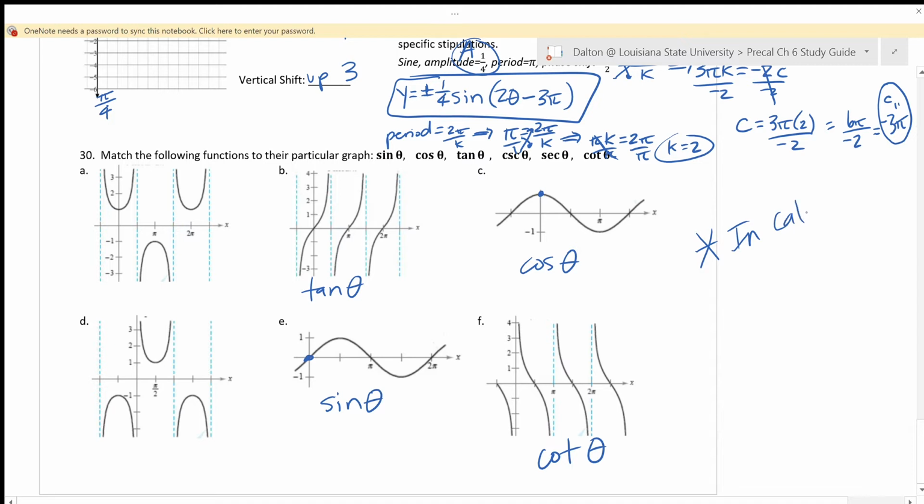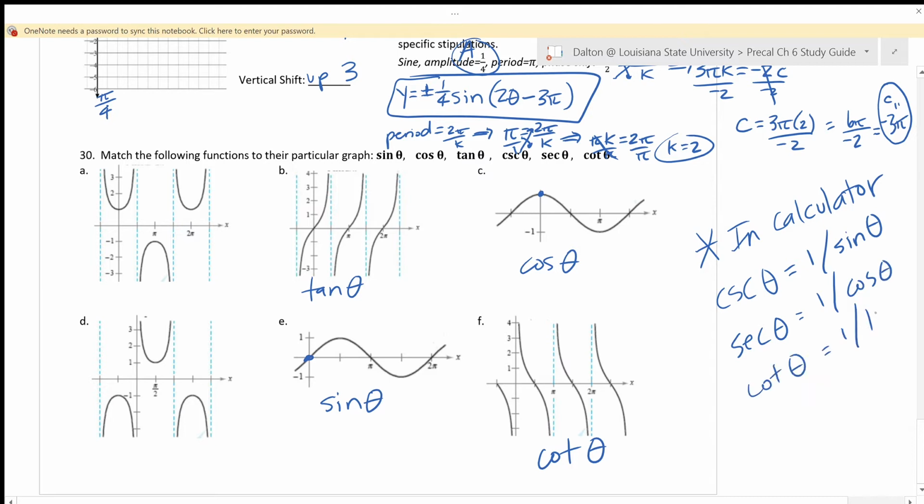In your calculator, if I want to graph the cosecant of theta, I would have to enter 1 divided by, cosecant is partnered with sine, so I'd have to put 1 over the sine of theta. If I wanted to check the graph of secant of theta, I would have to put 1 over the cosine of theta. And if I wanted to graph cotangent, I would have to put 1 over the tangent of theta.